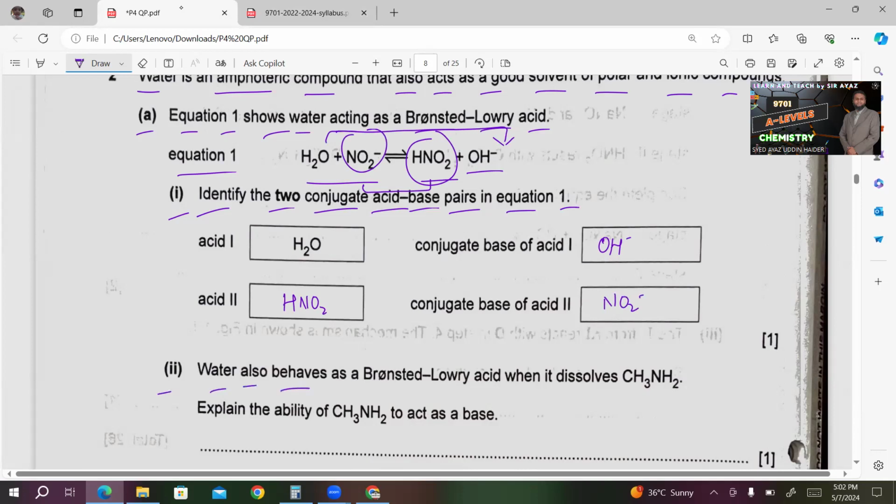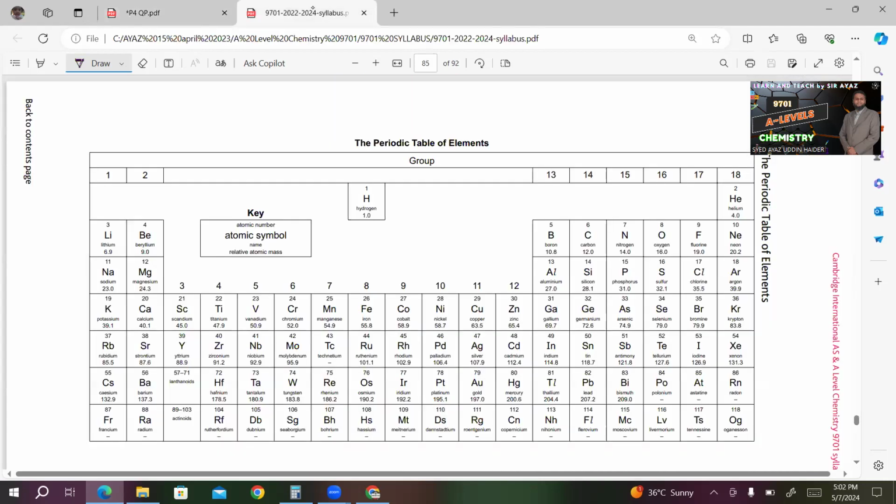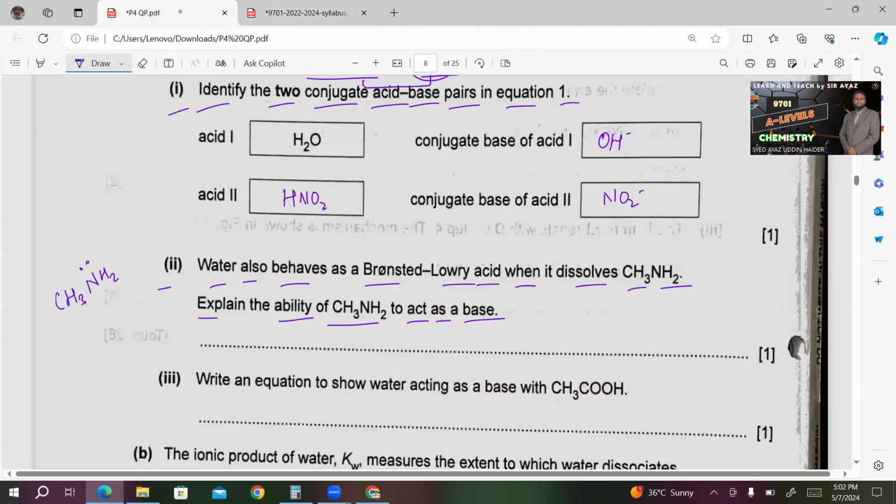Number 2, water also behaves as a Bronsted-Lowry acid when it dissolves CH3NH2. Explain the ability of CH3NH2 to act as a base. Here's CH3NH2. You know that nitrogen carrying lone pair is in group 5, which means it has 5 valence electrons. 3 of the electrons are involved in the bonding, 1 with carbon, 2 with hydrogen. So a lone pair is left. So that lone pair can accept a gain of proton or H positive ion.